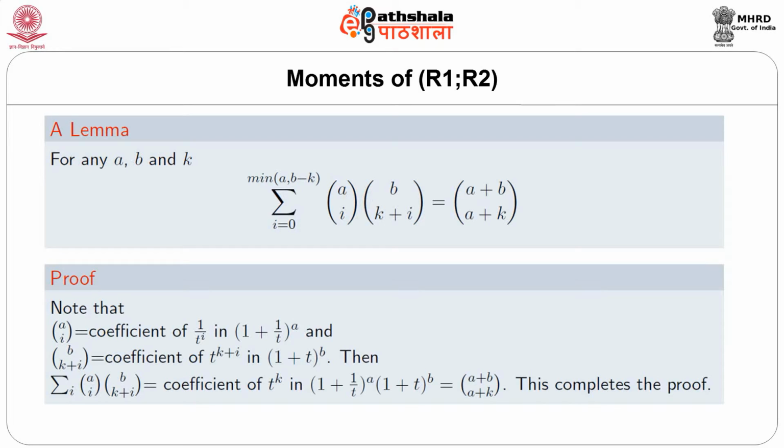Next, we shall obtain the moments of r1 and r2. First of all, we discuss a lemma. The lemma gives that for any a, b and k, the summation over i from 0 up to the minimum of a and b minus k, of a choose i multiplied by b choose k plus i, equals a plus b choose a plus k. The proof is very well known and can be found in any usual textbook, so we are not giving details.